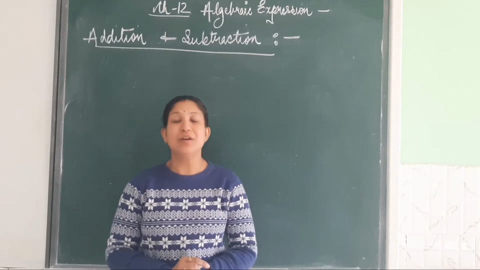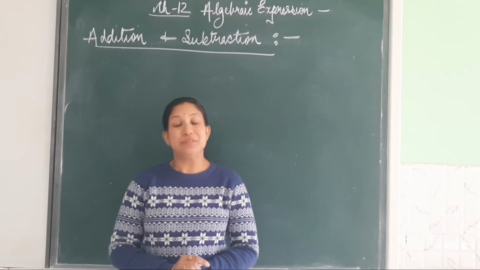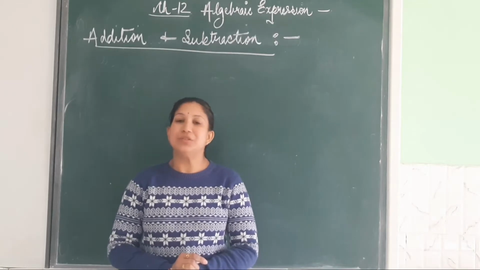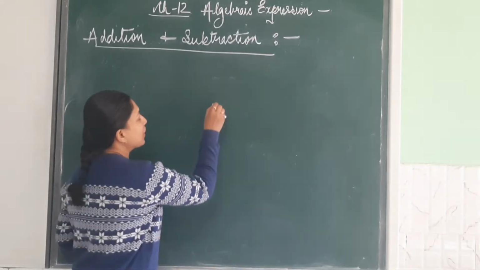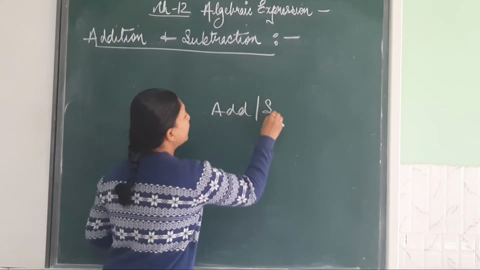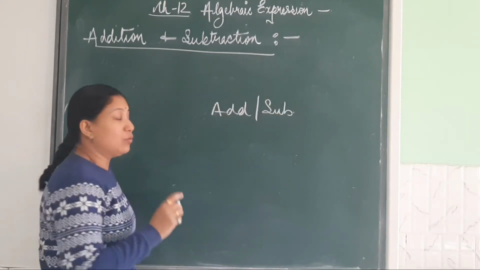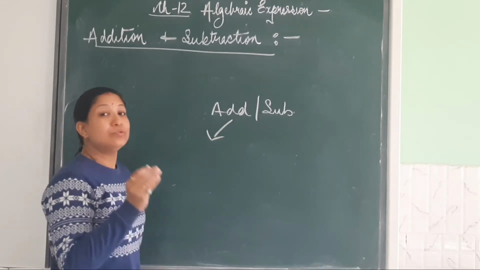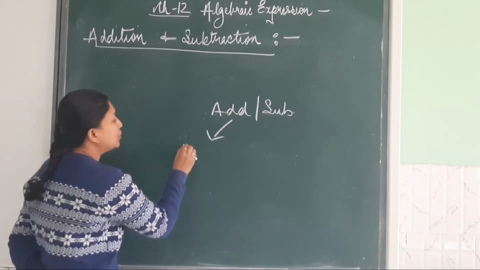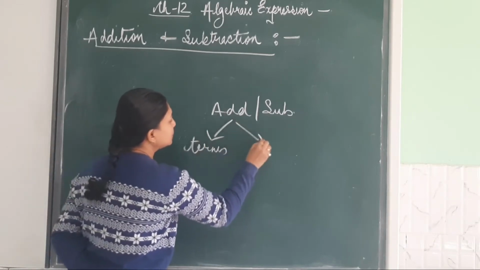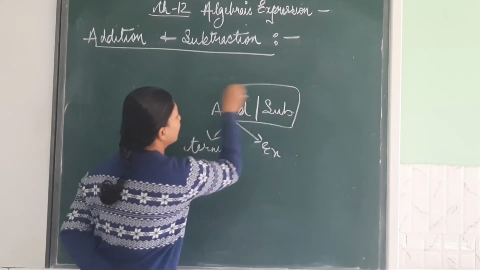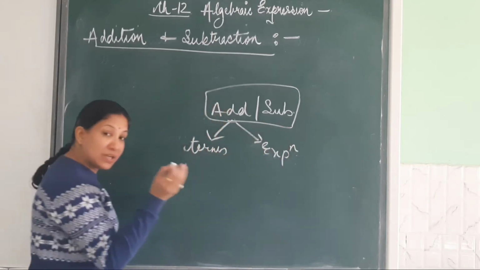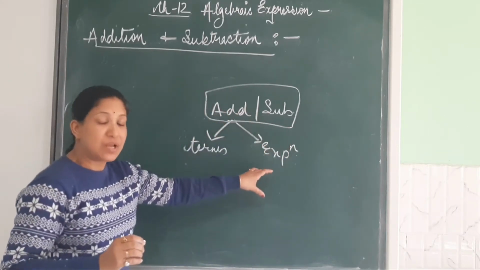So before we start with exercise 12.2, let us first discuss a few points which we should keep in mind before solving such questions. The first thing is, if you are asked to add or subtract, it's not always that they will ask you to add the terms. They can also ask you to add the following expressions. So we know that we can add or subtract terms, and for many expressions, if they give, we can add and subtract that also.